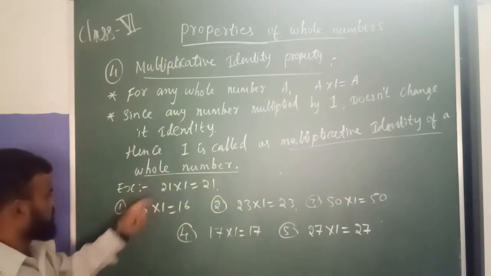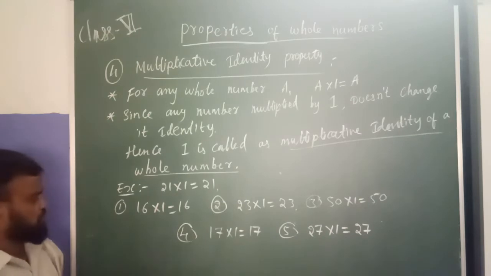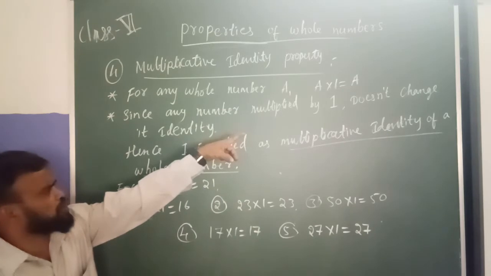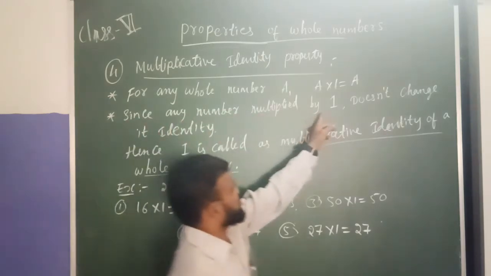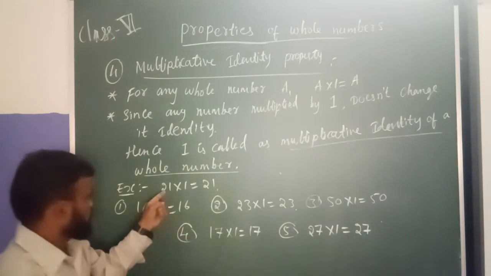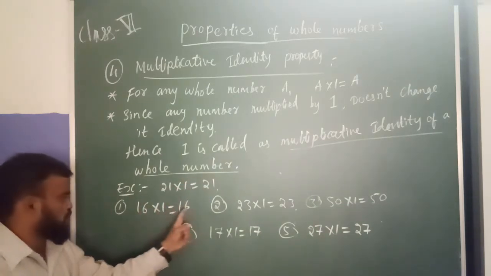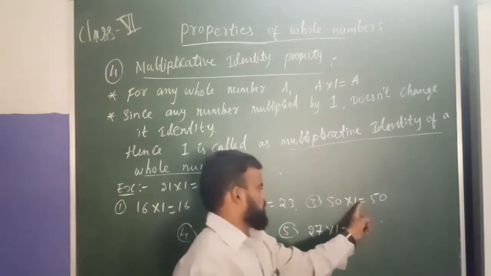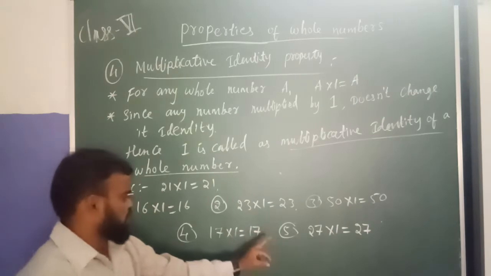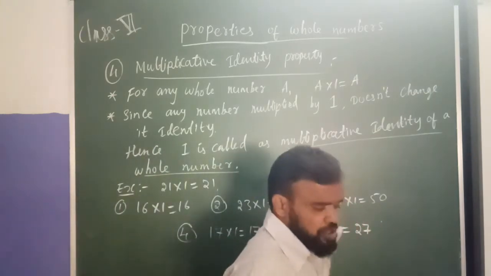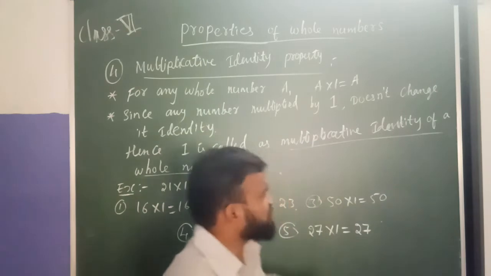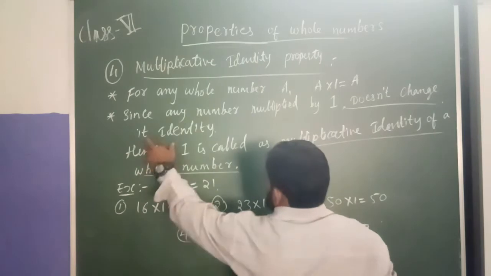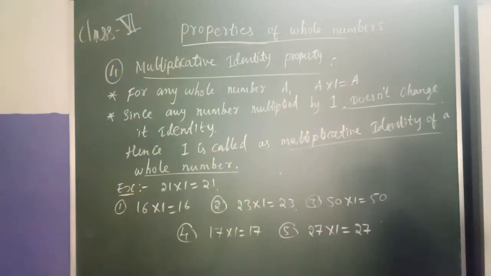Right? So I have taken one example here, and after that 5 very simple sums. 21 × 1 is 21 only, since any number multiplied by 1 does not change. First question: 16 ones are 16. 23 ones are 23. 50 ones are 50 only. 17 ones are 17. 27 ones are 27. This is simply multiplying by 1, which does not change its identity. Okay?